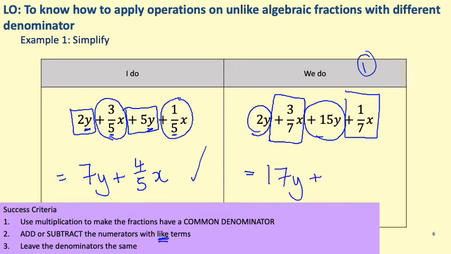And then they're both positive terms, the fractions. So we have 3 over 7 lots of x and 1 over 7 lots of x. I just need to add my numerators and I get 4 over 7 lots of x. Give yourselves the mark if you got that right. Great work.